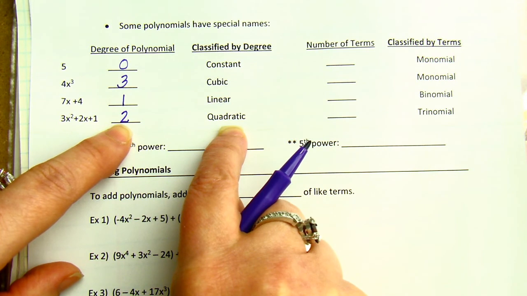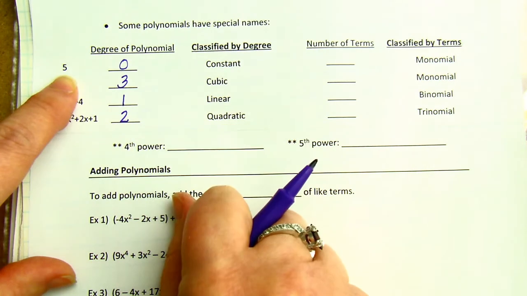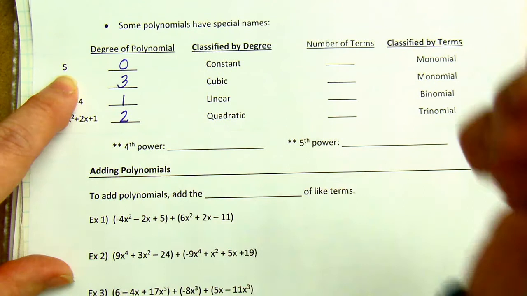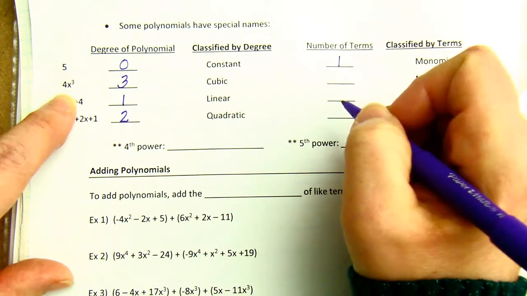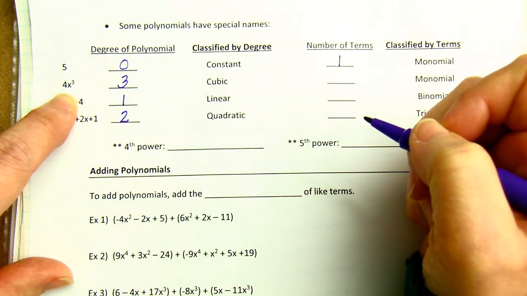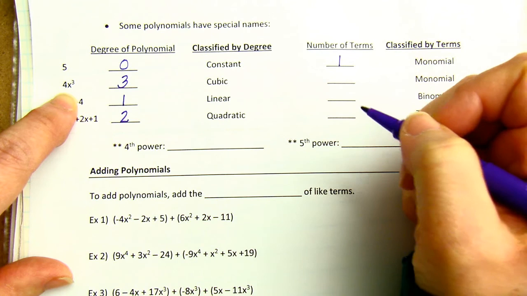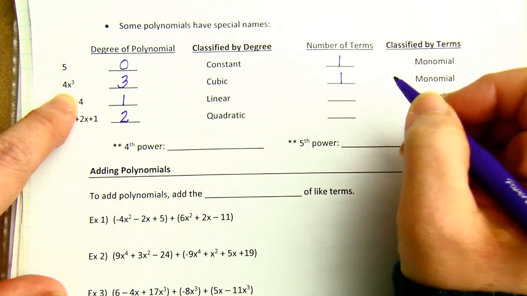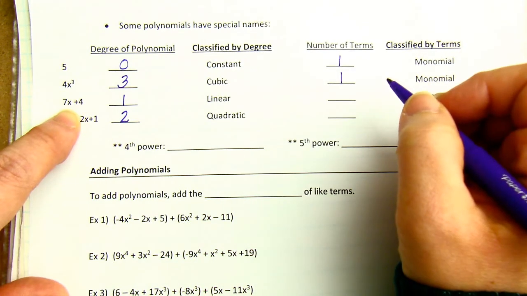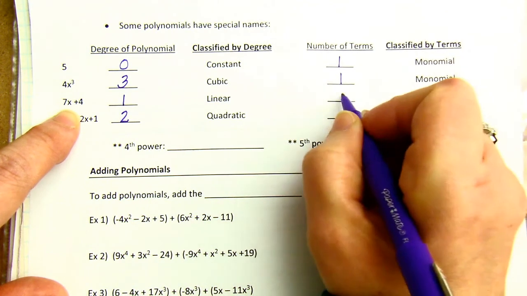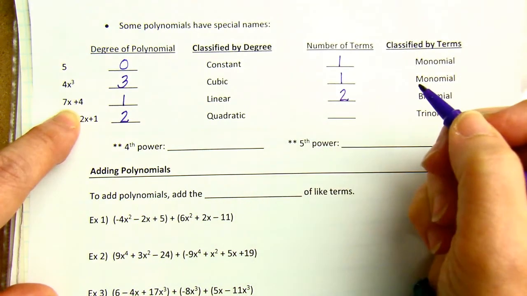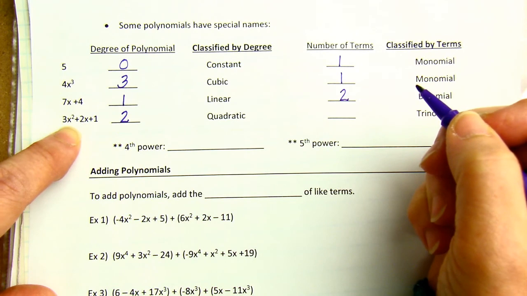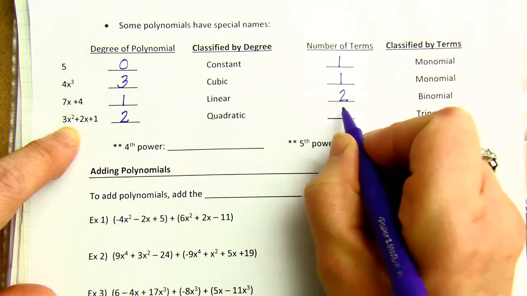Classified by number of terms. Well, how many terms does this polynomial have? It's a monomial, so it only has one term. 4x cubed. There's no addition or subtraction signs. That's also a monomial and has one term. 7x plus 4. This is the sum of 2 monomials. Therefore, it has 2 terms. And finally, the last expression in my list is a trinomial. It's got 3 terms.